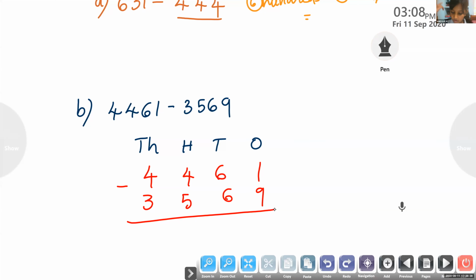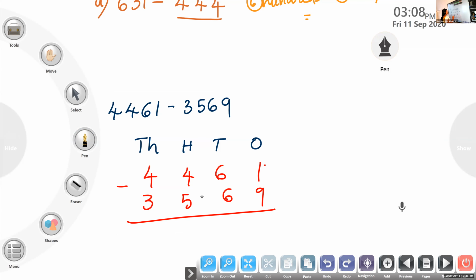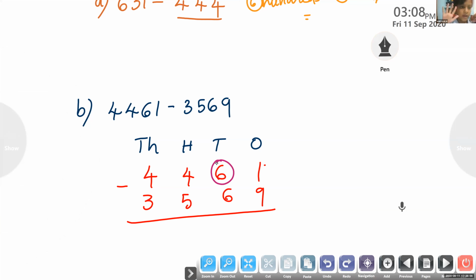Yes. So 1 is less. So we have to borrow from the tens place. Yes, 6 tens are there. We have to take 1 ten from 6 tens. 6 minus 1, what will you get? 5. And that 1 ten we have to add with the 1 one. So what will we get? 11. 11 minus 9, what will you get? 2.